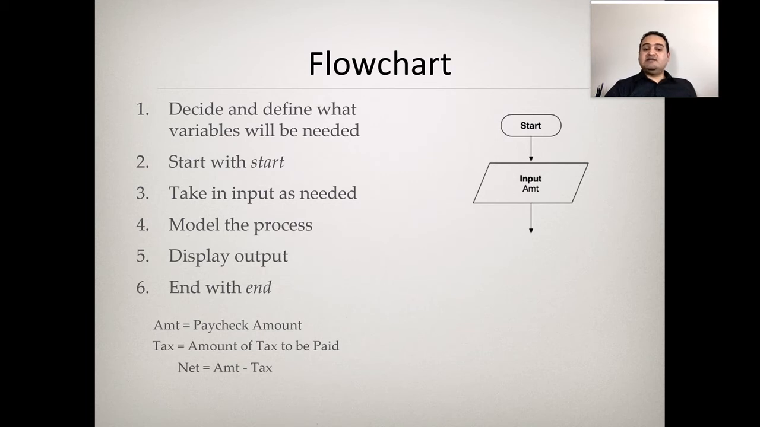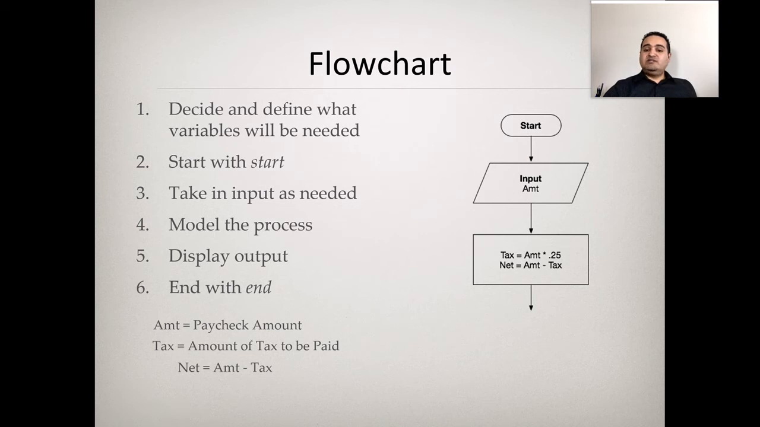So now the process in this case, we need to calculate the tax. The tax, they already told us, is 25%. So in order to calculate the tax, it will equal the paycheck amount times 0.25, which is the 25% tax. And then the net will be the paycheck amount minus the tax that we just calculated earlier. So we will put it here in the rectangular shape.